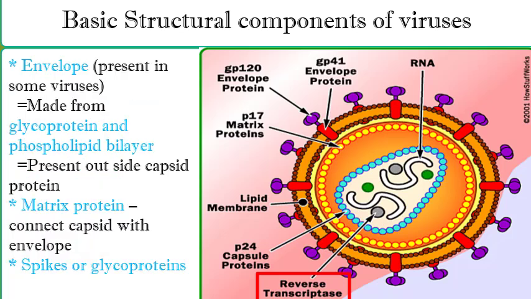The fourth component includes envelope, which is present in some viruses. This is made from glycoprotein and phospholipid bilayer, and this envelope is present outside capsid proteins. The fifth one is matrix protein, which is used to connect capsid with envelope. The sixth component includes spikes or glycoproteins that protrude out of the envelope, which might be used by viruses for attachment purpose. That means to attach themselves on the host.